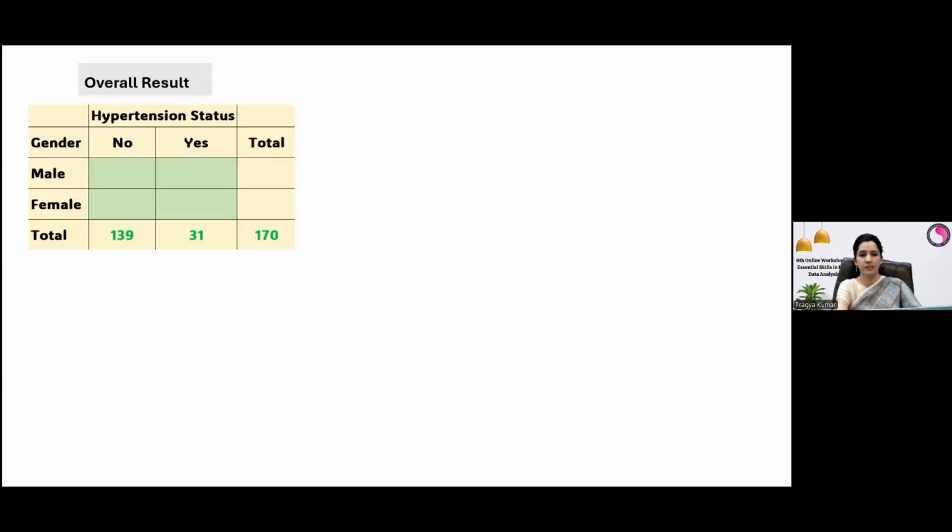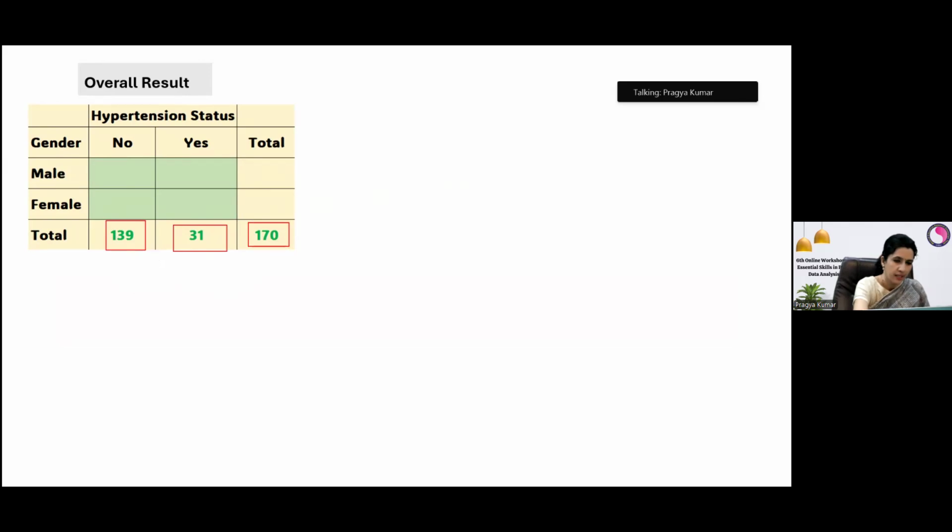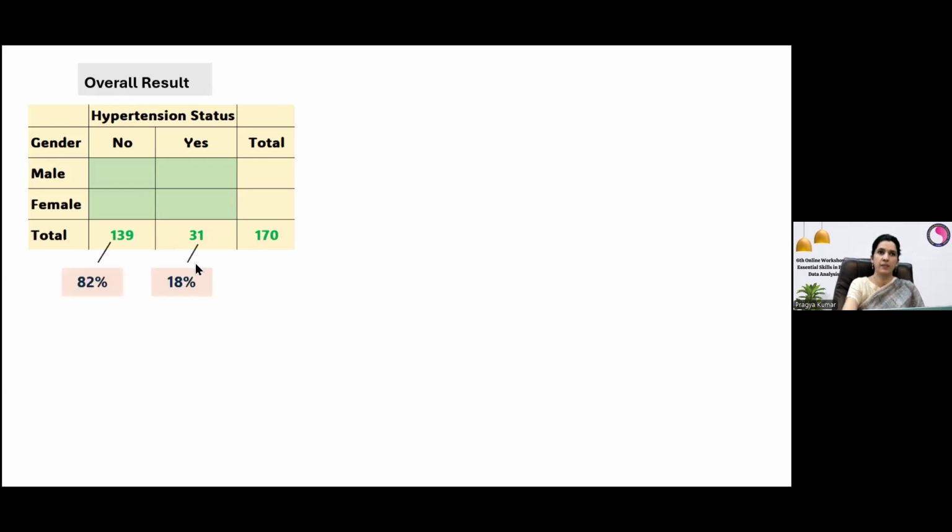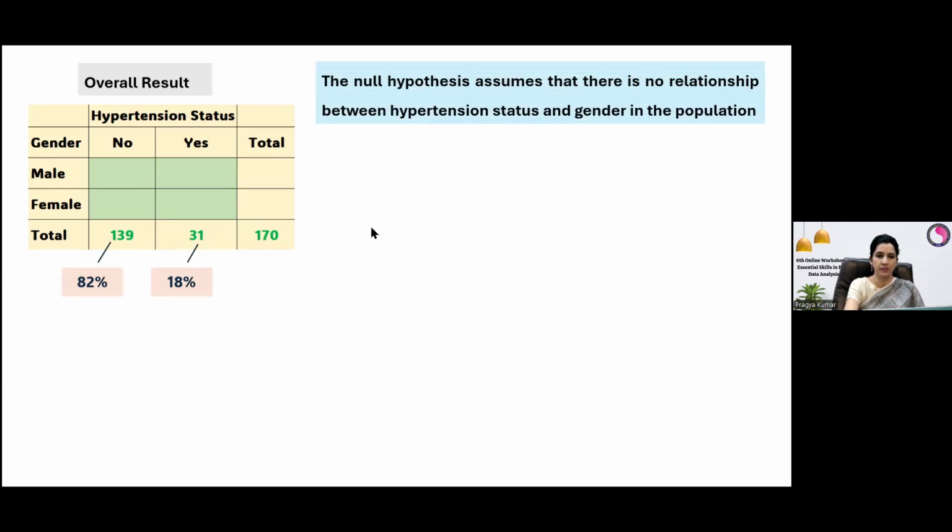Now focus for a few minutes here. This is my overall result. Out of 170, which is my total number, I have got 31 as hypertensive and 139 as non-hypertensive. Now, if I take out the proportion, you know that 18% are hypertensive and 82% non-hypertensive, in my case.